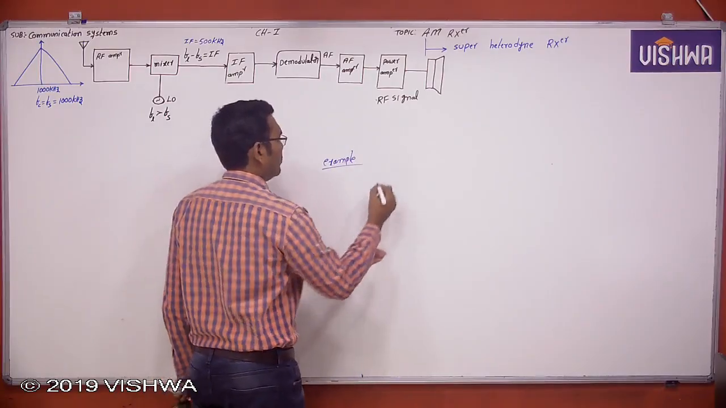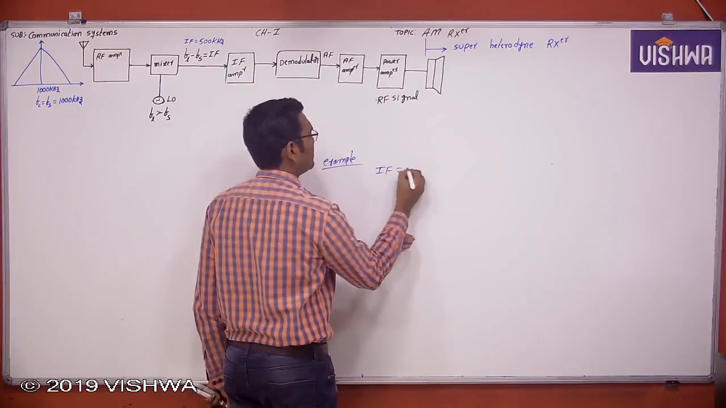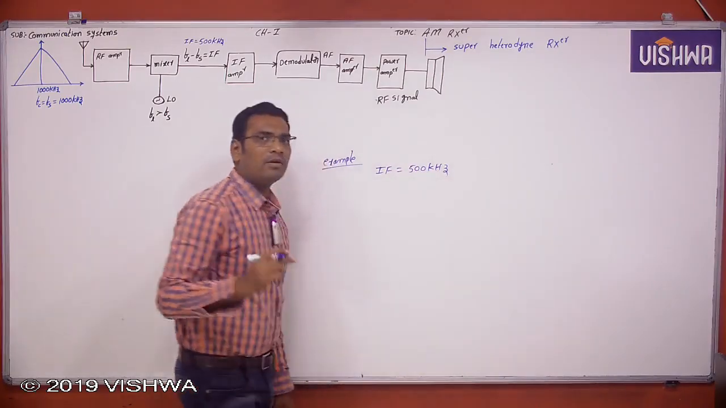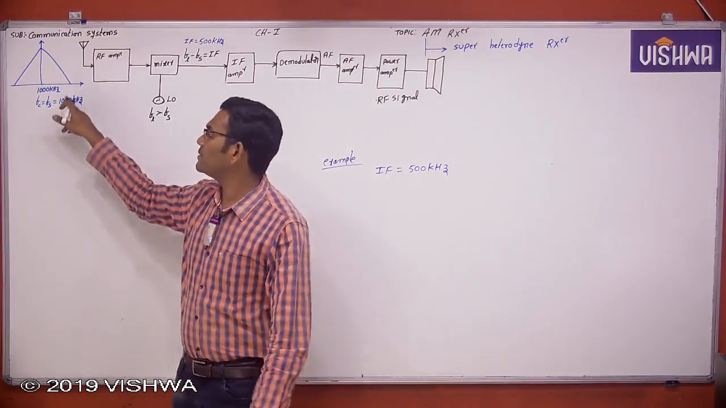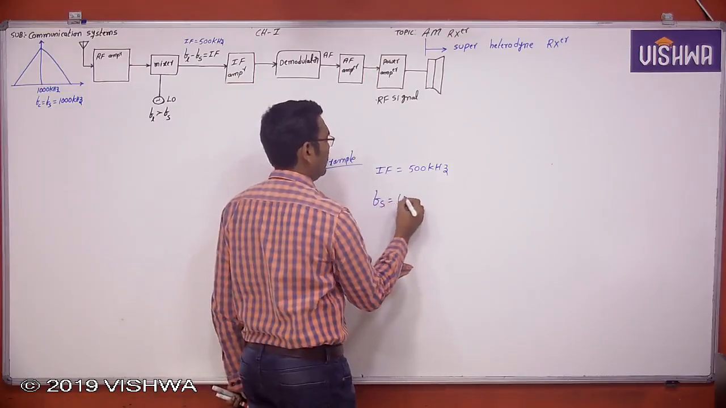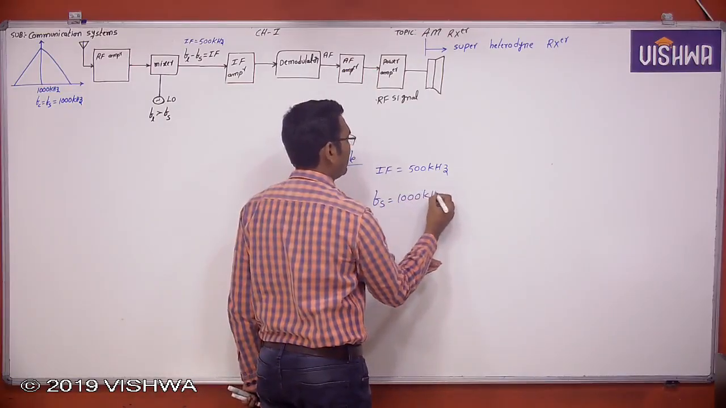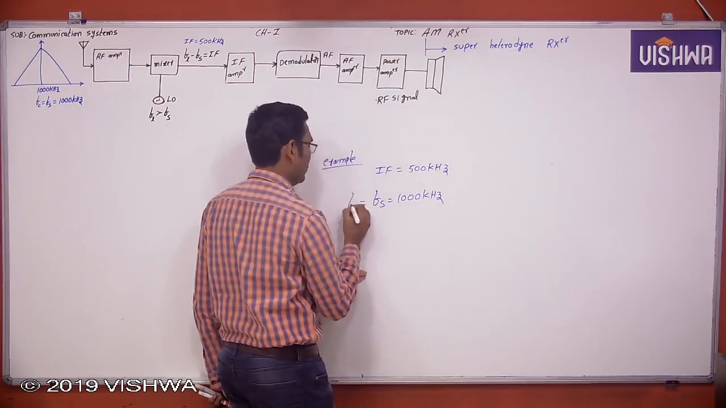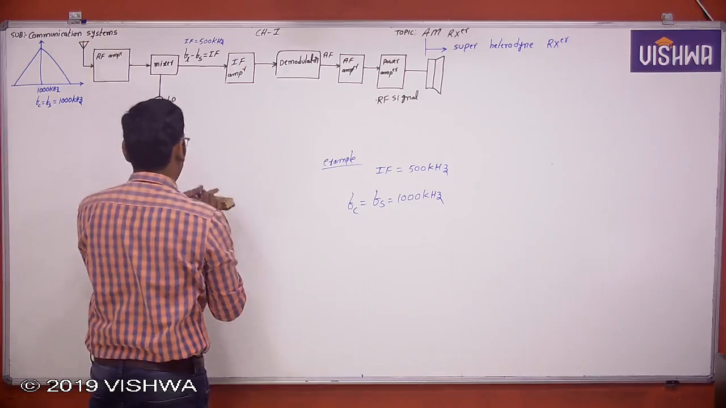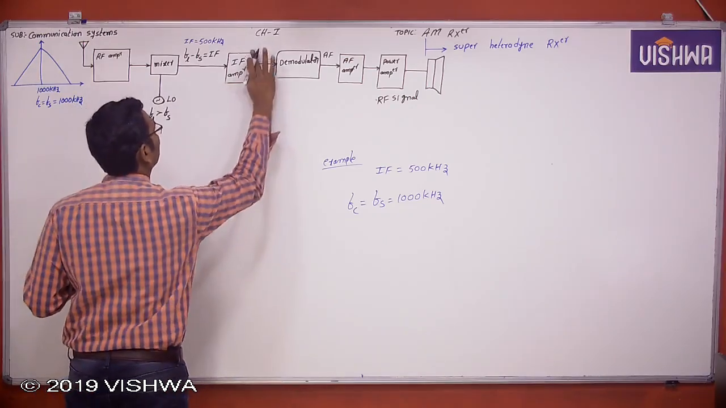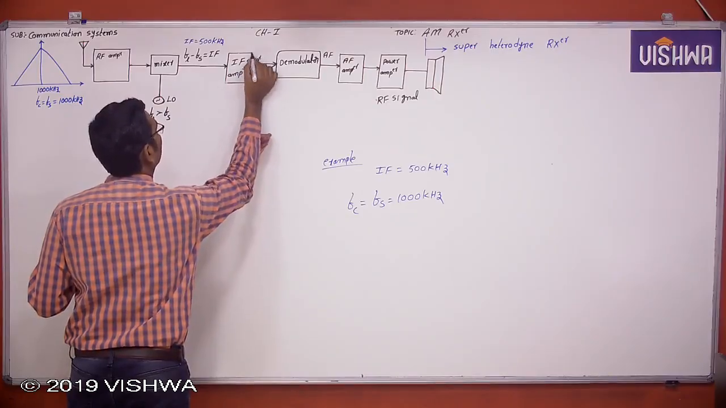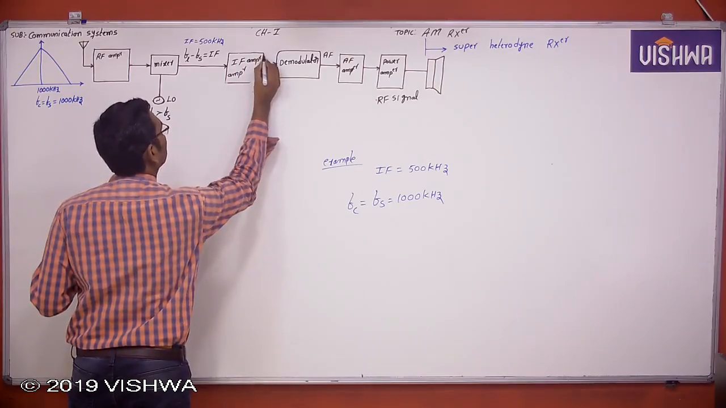So let us assume the intermediate frequency is 500 kilohertz, and I want to tune the incoming signal, or a tuned station frequency, of 1000 kilohertz. Let us assume, for better understanding, Fs or Fc. So this is 500 kilohertz. Now this is the intermediate frequency, and this is the IF amplifier.